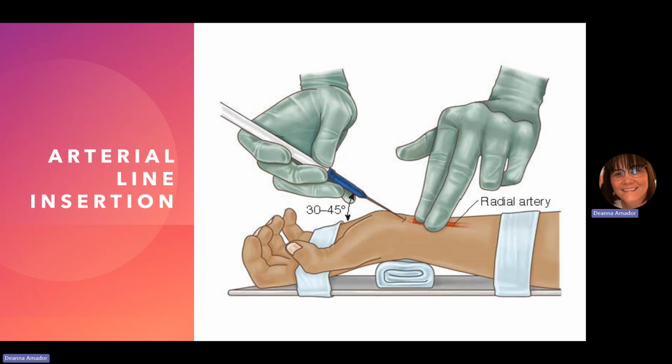This slide kind of talks about or shows how they place a radial arterial line. Like I said, it's usually inserted into the radial artery. They can do ulnars, they can do axillary, brachials, femorals. These are not recommended, but they can do them. Sometimes they have to.